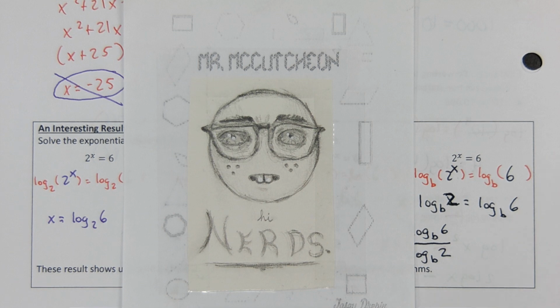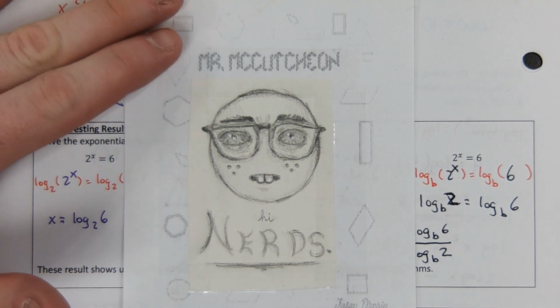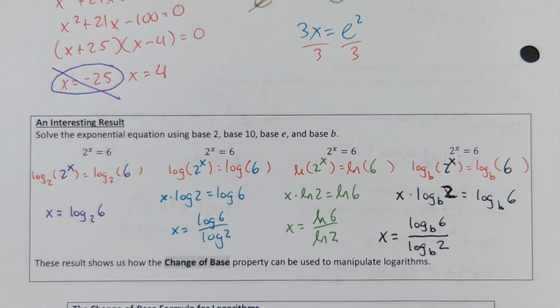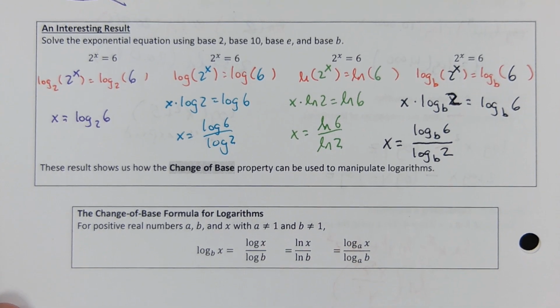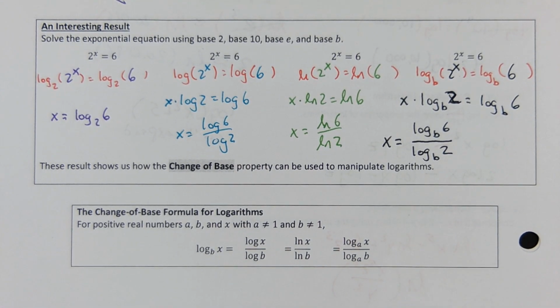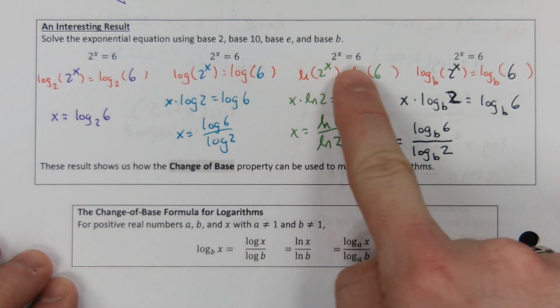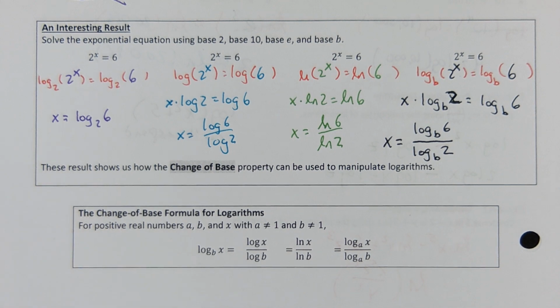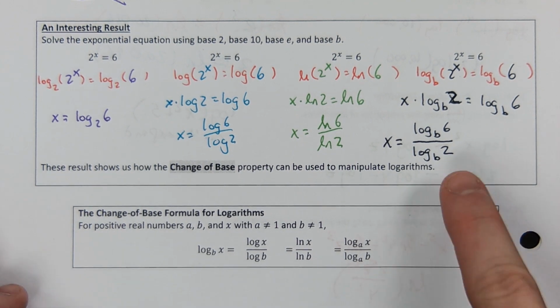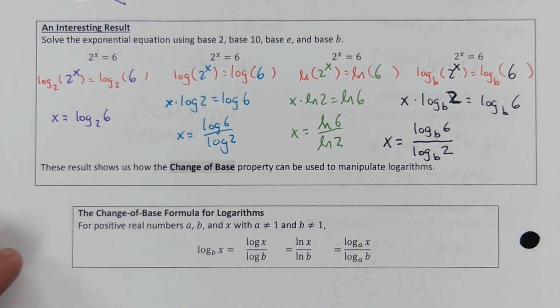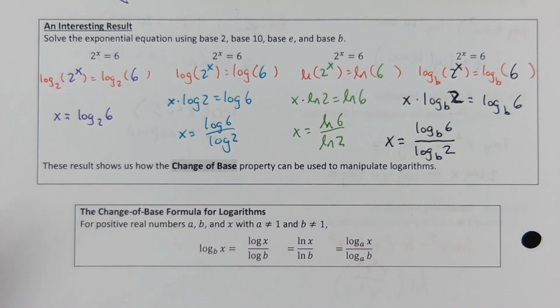Alrighty, nerds. We are going to go ahead and finish up yesterday's notes. In yesterday's notes, we built all the way up to this amazing property of logarithms called the change of base formula that allows us to change the base of a logarithm to any base that we would like. Here we solved 2 to the x equals 6 four different ways: base 2, base 10, base e, base whatever you wanted, which means all four of these things are exactly the same.